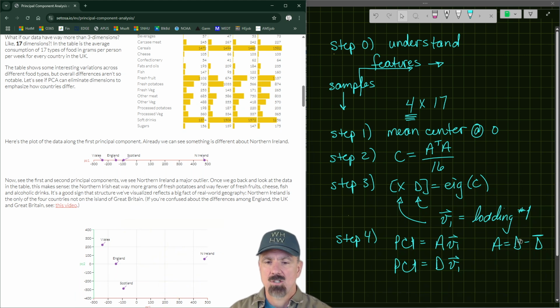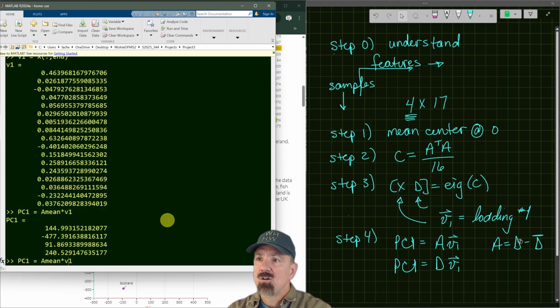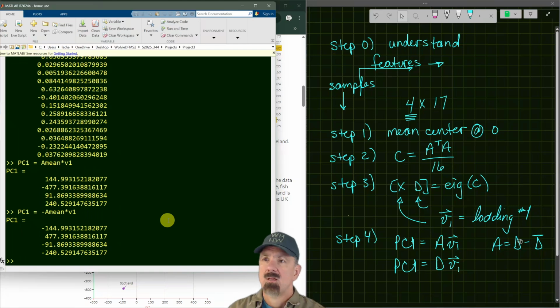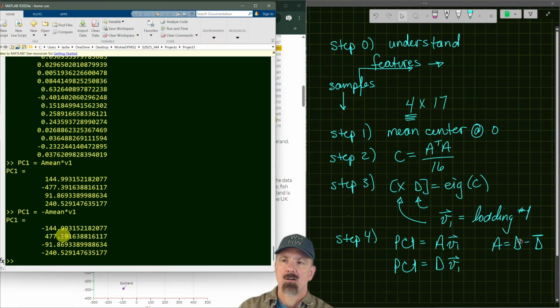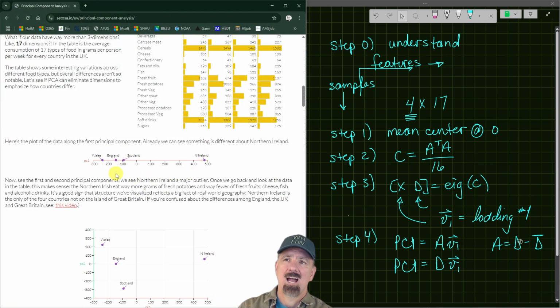So why doesn't ours match? Remember, V1, the right singular vector, the loading vector, could be the negative of that. I could calculate this as negative because I could take the negative of V1 as long as I also multiply U1 by a negative as well. So I could come up with this set of values here. 477, a negative 91, 145, and 240. And that looks exactly like what we have here, 91, 145, and 240, a positive 477.